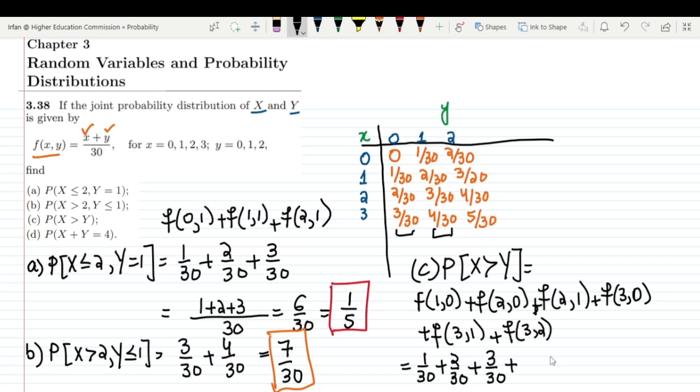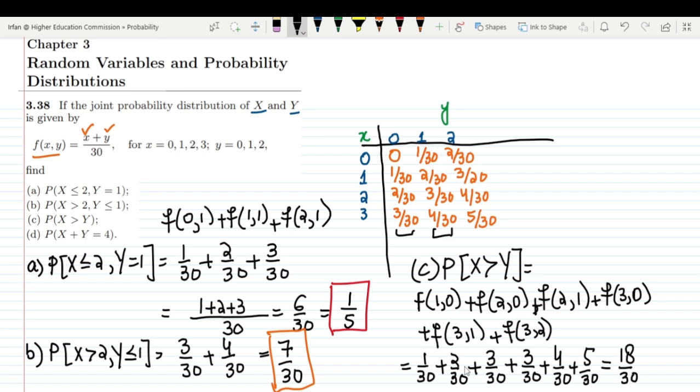F30 is again 3 by 30, okay. F31 is 4 by 30, and the last one is F32, which is 5 by 30, okay. Adding them all together, ultimately we will get 18 by 30, okay.